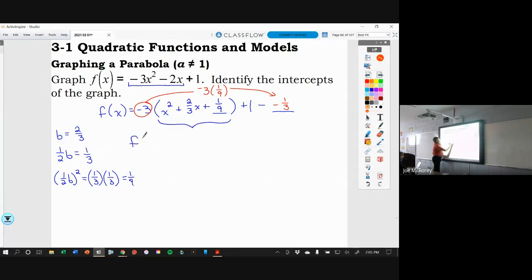So we have f of x equals negative 3 times x plus 1/3, squared. Why is it a plus 1/3? Because b is a positive 1/3. And then I have a plus 1 minus a negative 1/3, which is plus 4/3. Okay?